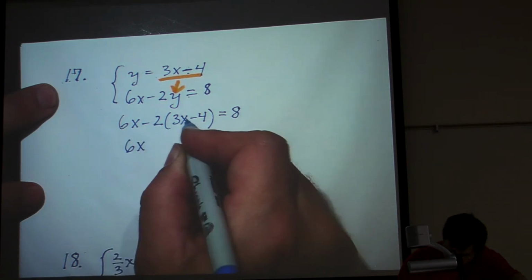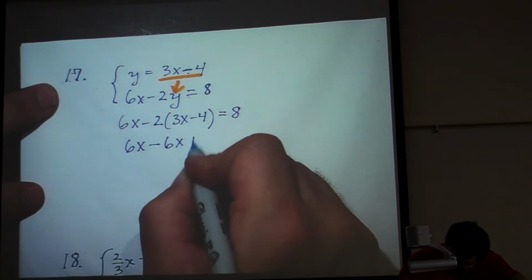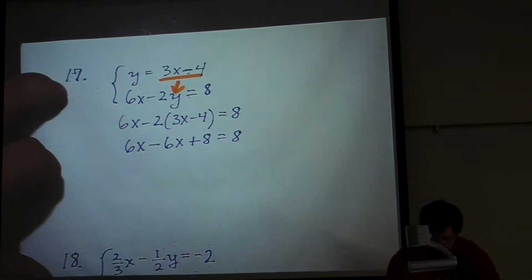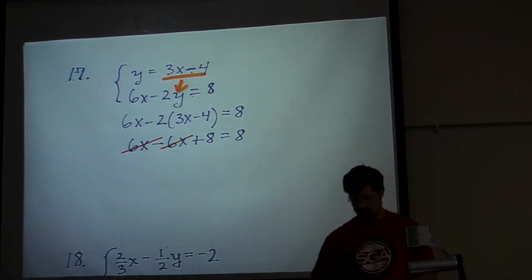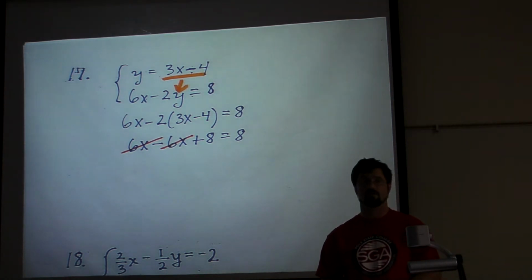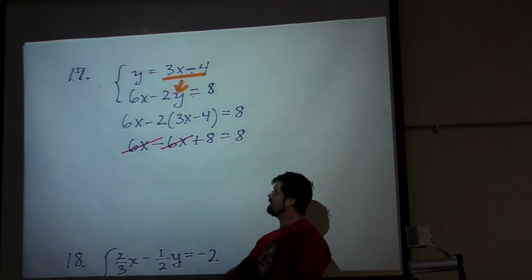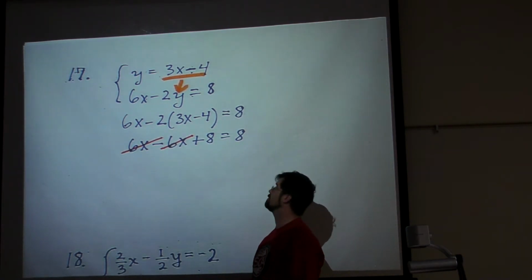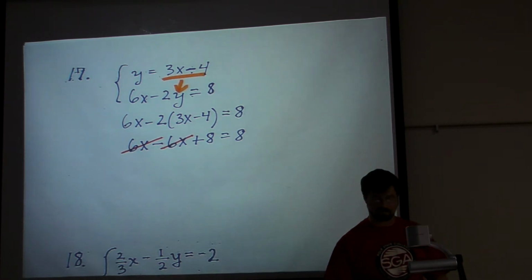6x, distributing the negative, minus 6x, negative 2 times negative 4 plus 8 is 8. 6x minus 6x, the variables cancel out. If the variables cancel out, then the number of solutions is determined by what's left. If what is left is an identity, there's infinitely many solutions. This is an identity, so we have infinitely many solutions.